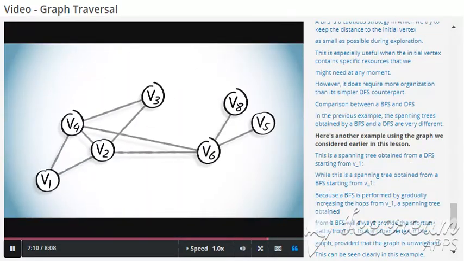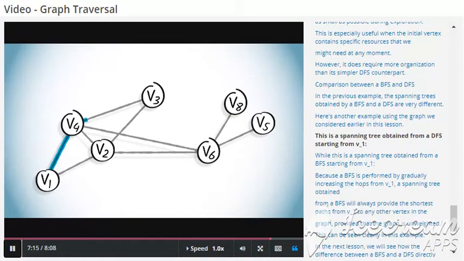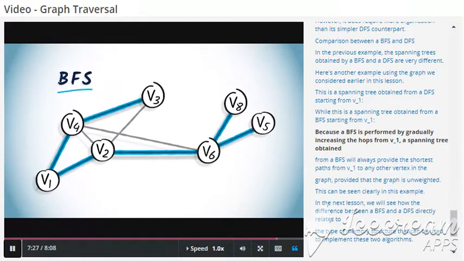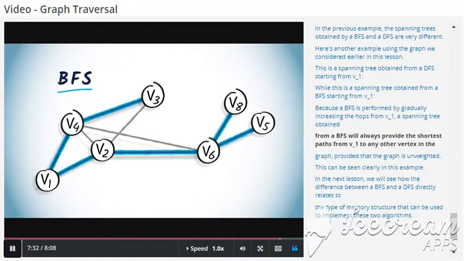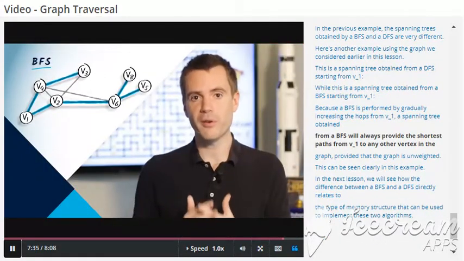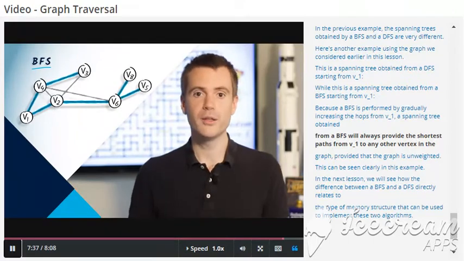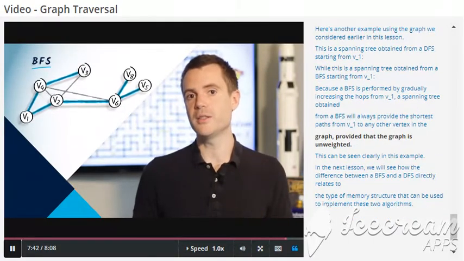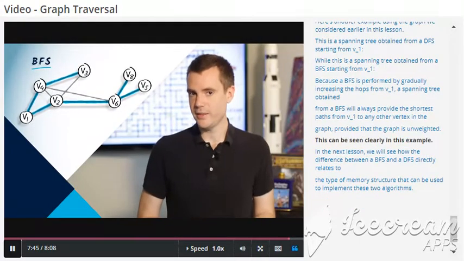Here is another example using the graph we've considered earlier in this lesson. This is a spanning tree obtained from a DFS starting from V1, while this is a spanning tree obtained from a BFS starting from V1. Because a BFS is performed by gradually increasing the hops from V1, a spanning tree obtained from a BFS will always provide the shortest paths from V1 to any other vertex in the graph, provided that the graph is unweighted. This can be seen clearly in this example.